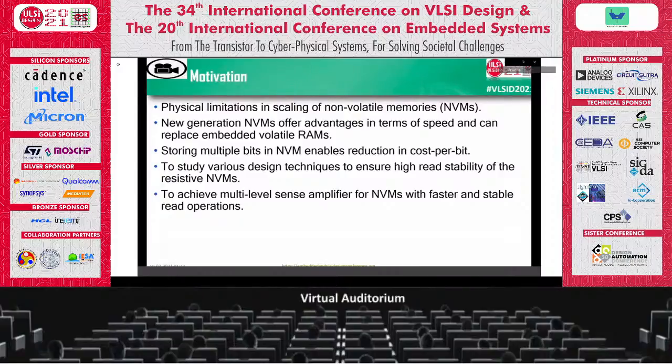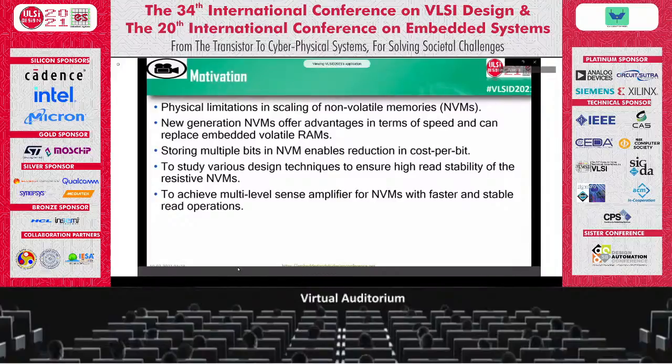Since every research is built on motivation, we are not apart from it. Physical limitations in scaling of non-volatile memories necessitate alternative ways to increase on-chip storage density. And new generation NVMs offer advantages in terms of speed and can enable replacement of embedded volatile RAMs. Further, storing multiple bits in a single cell enables reduction in cost per bit.